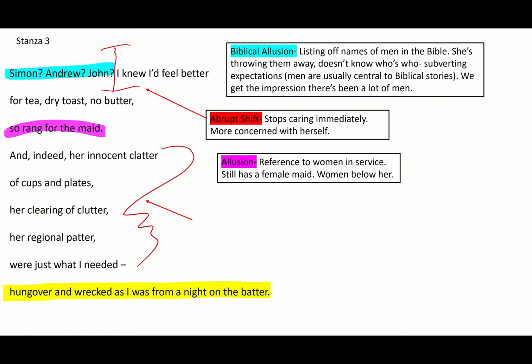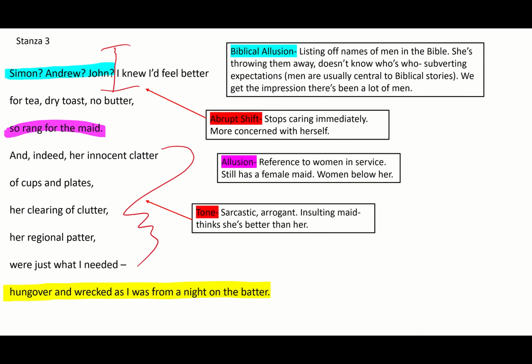It's just a thought. And then she talks about her, so indeed her innocent clatter of cups and plates, her clearing of clutter. So the maid's come in and cleaning up, obviously the room's a mess, and her regional patter, which means her accent, the way she talks, were just what I needed. So the tone here is very sarcastic and very arrogant. She said, oh, why is this woman coming in and making so much noise when I'm hungover? Stop. So she's insulting her regional patter, so her accent that's maybe from a different region.